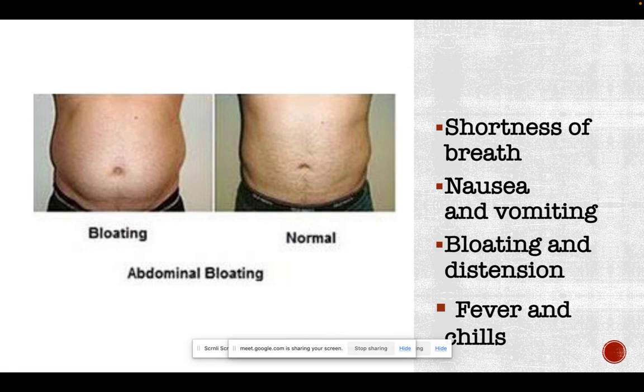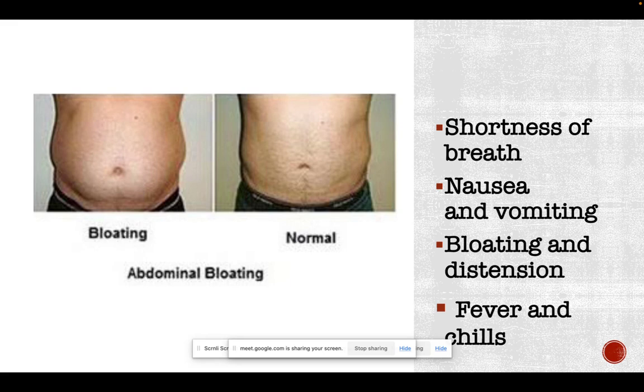The next is shortness of breath. In some cases, the irritation and inflammation caused by the perforation can irritate the diaphragm, leading to difficulty in breathing. Next is nausea and vomiting. The symptom may occur due to irritation of the digestive tract and presence of stomach acid in the abdominal cavity.